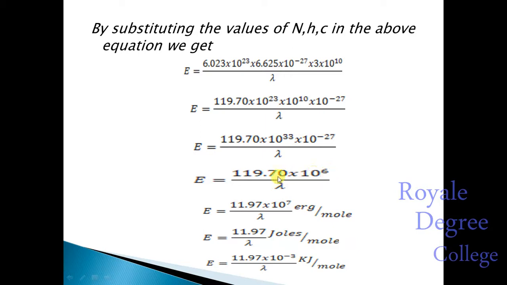Now, 119.70 is there. If we bring this point one digit towards the left, the 10^7 will increase by one digit. So we get the value equal to 11.97 × 10^7/λ ergs per mole. And the Einstein's value in terms of joules per mole will be 11.97/λ. If we write in terms of kilojoules per mole, the value of Einstein will be 11.97 × 10^-3/λ. These are the constant values.